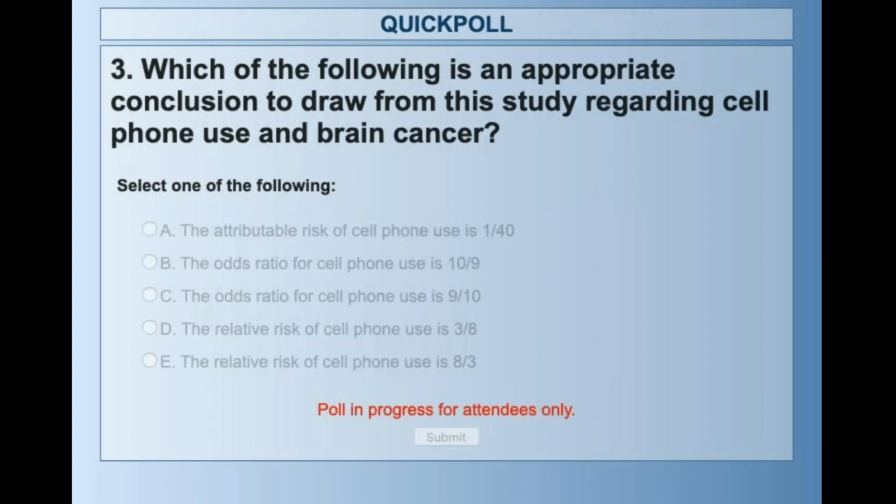Option E, the relative risk of cell phone use is 8/3. Option D, the relative risk of cell phone use is 3/8. Option C, the odds ratio for cell phone use is 9/10. Option B, the odds ratio for cell phone use is 10/9. And A, the attributable risk for cell phone use is 1/40.